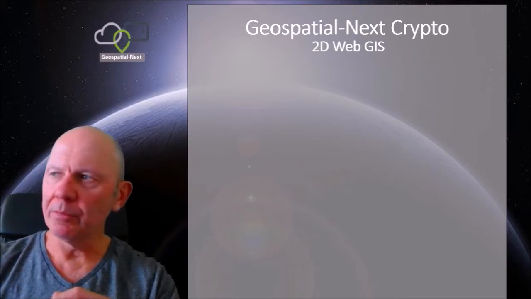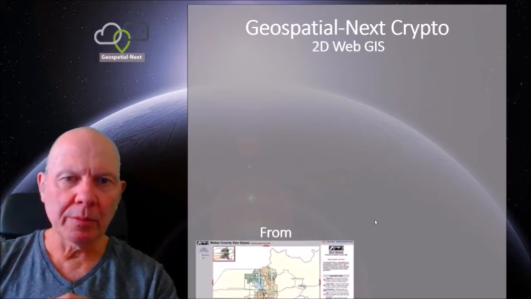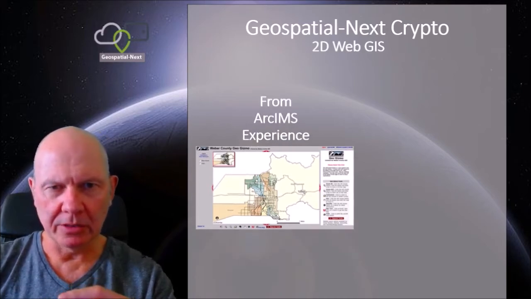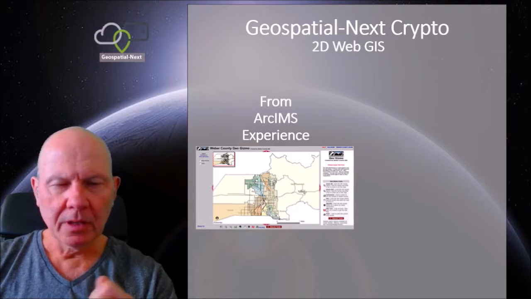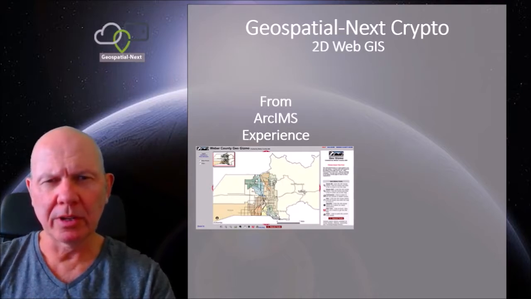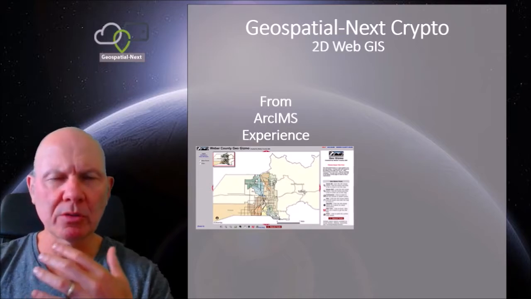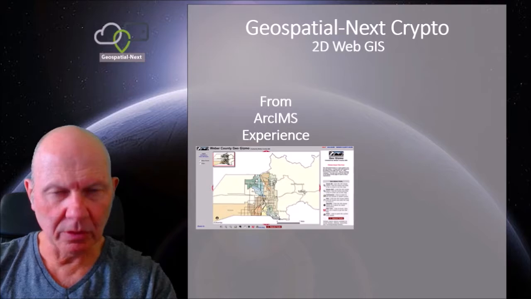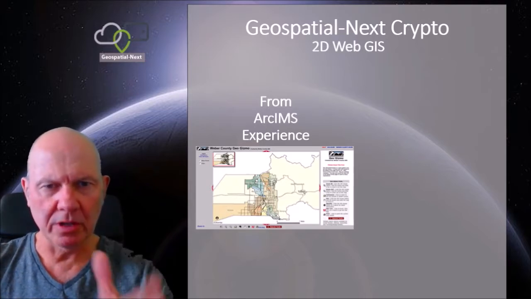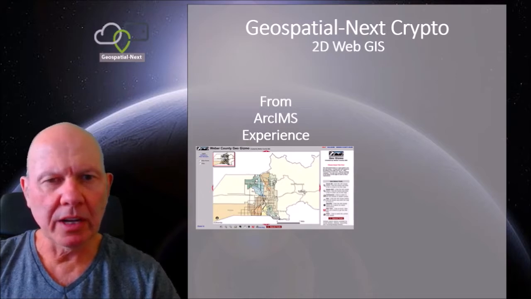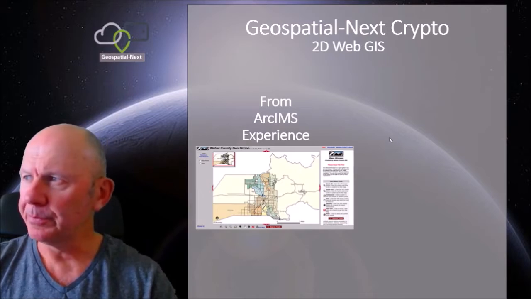So 2D web GIS, I spent quite a bit of time in my early career developing ArcIMS applications for the web. And anyone that remembers that, the experience was not a great experience, because every time you zoomed or panned the map, it flashed and a new image appeared. So you only viewed one image at a time in the viewer. It was early technology, but that was the kind of experience one had at that time.